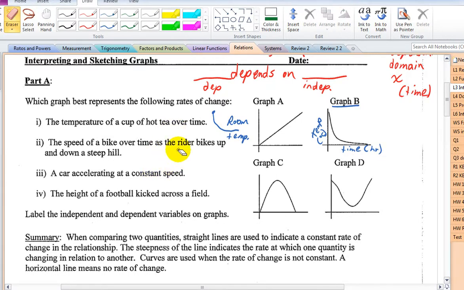Hold up. No. It goes up the hill first. So if this is your speed, your speed will decrease, and then your speed will increase. Good. So that's going to be graph D. So this will be time, and this will be speed.